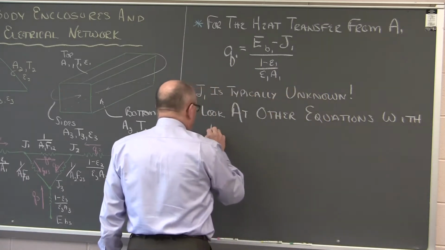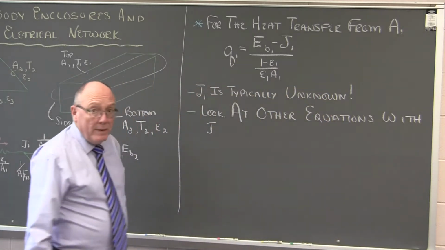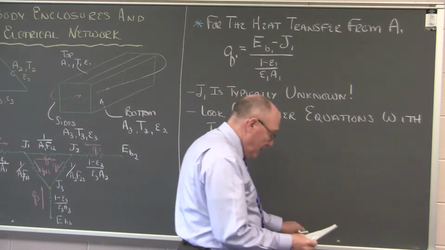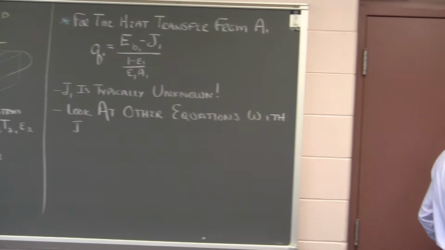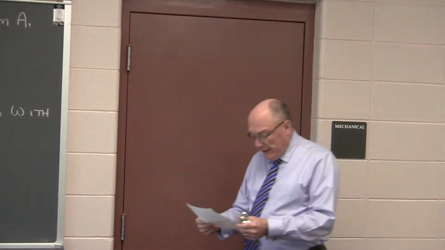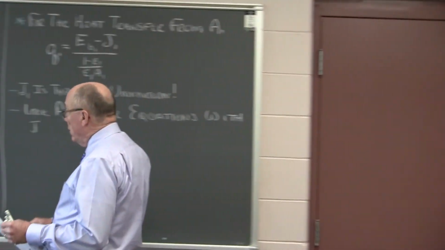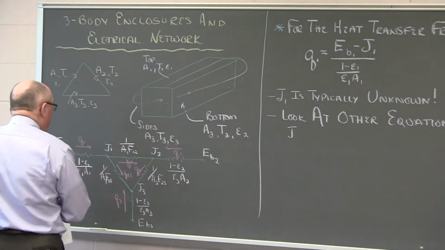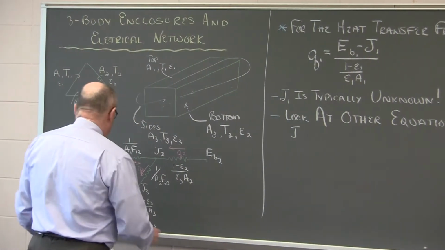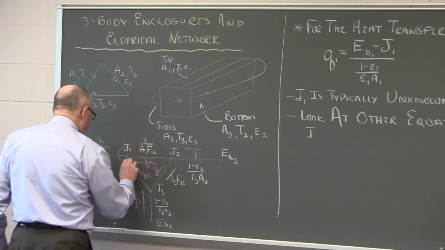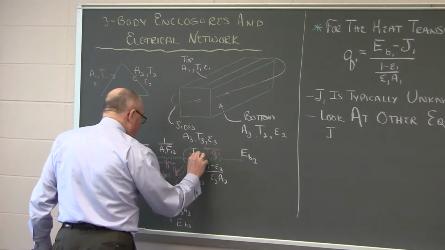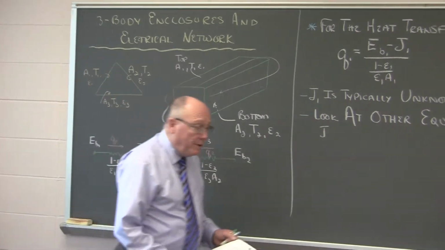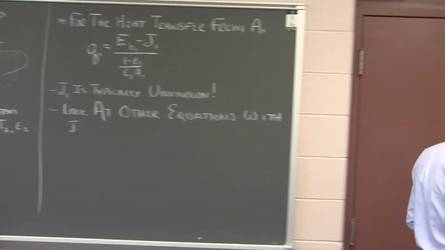We must look at other equations with the radiosities J. And what we're going to do is come up with a series of equations, and let me show you what these are going to look like. We're going to write the nodal equations for these three nodes. This node here, this node here, and this node here. All right? So let's do that.